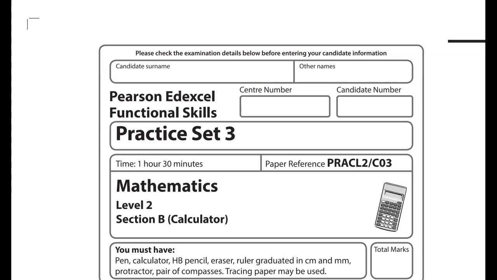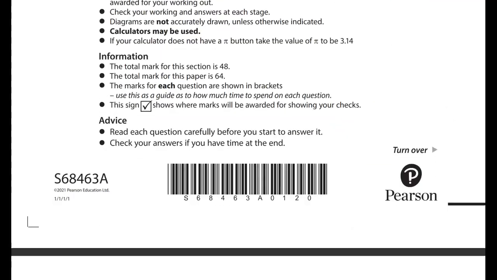This is the second part of a Level 2 Functional Skills Maths paper from Edexcel. In this part you can use a calculator.